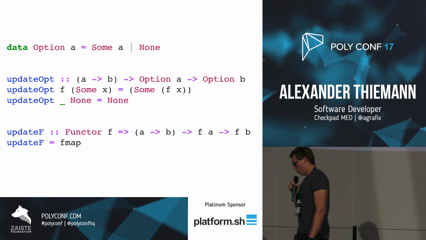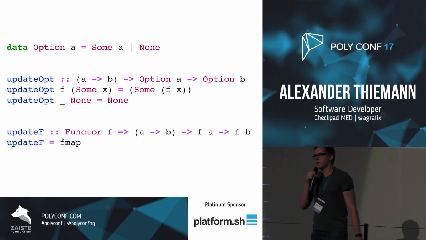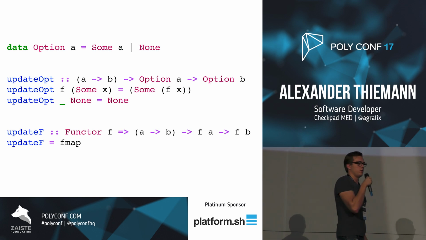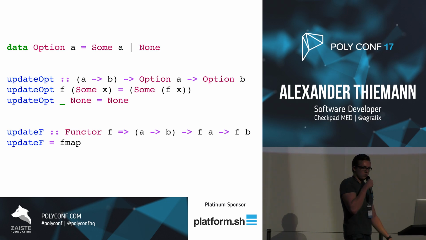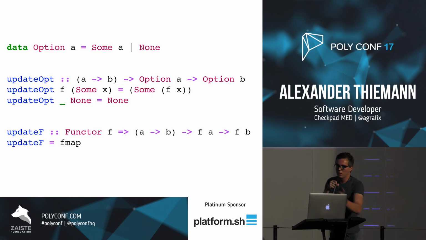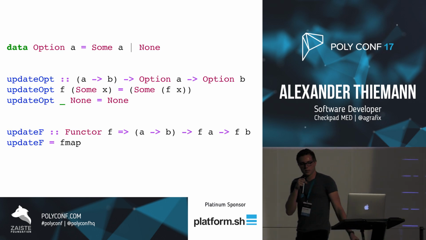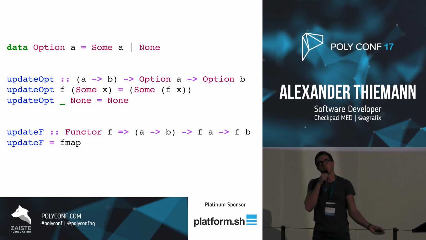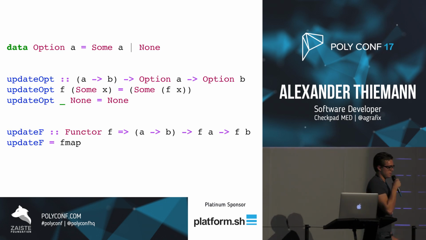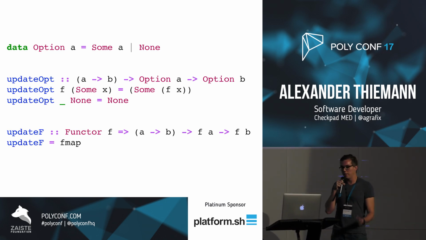And then while writing your application code, you discover, well, you want to write a function that changes what's inside this optional value, right? So you write this first function that I put on the slide next, update opt. What it does is it takes a function that takes a value A and transforms it to a value B, then an Option of A, and gives you back an Option of B. And then basically you have to fill in the blanks.